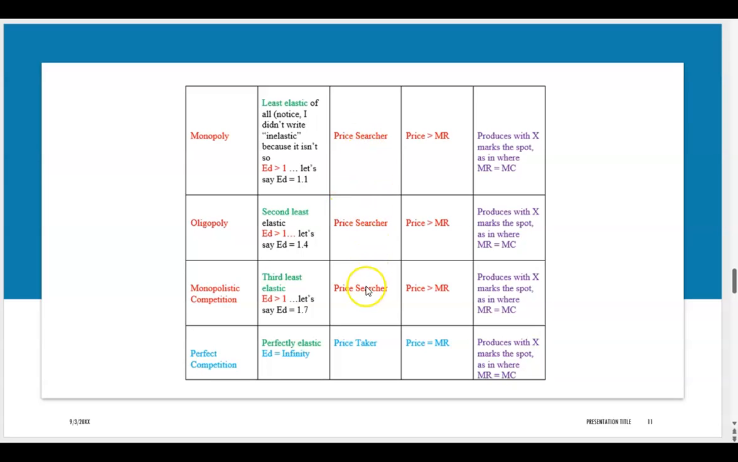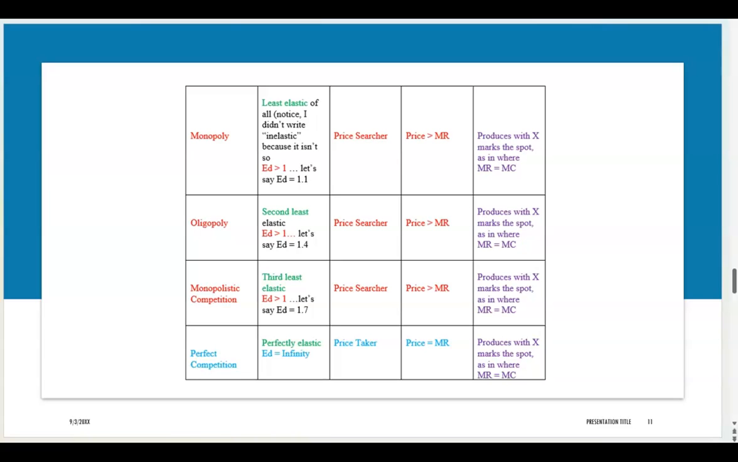Now, all 3 are price searchers. The only price taker is perfect competition. For the price searchers, which are the monopoly, oligopoly, and monopolistic competition, you have price that exceeds marginal revenue. Price equals marginal revenue only for perfect competition. So I'm going to go to a slide in a minute and remind you of what we're talking about. And for all of them, X marks the spot.